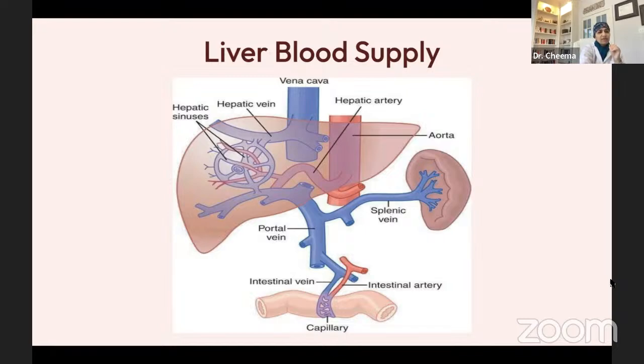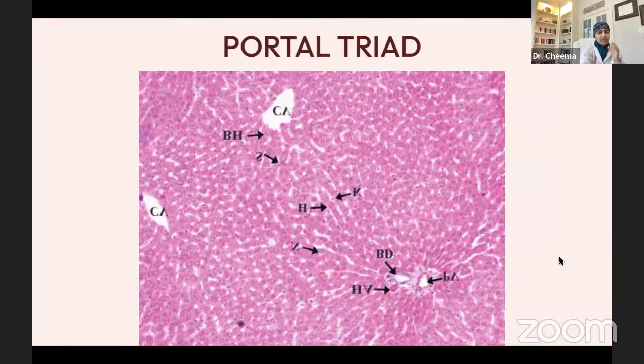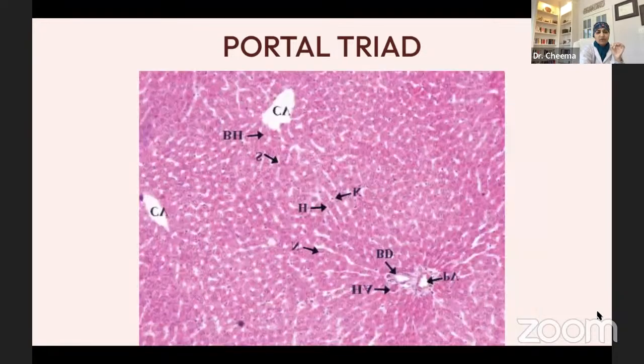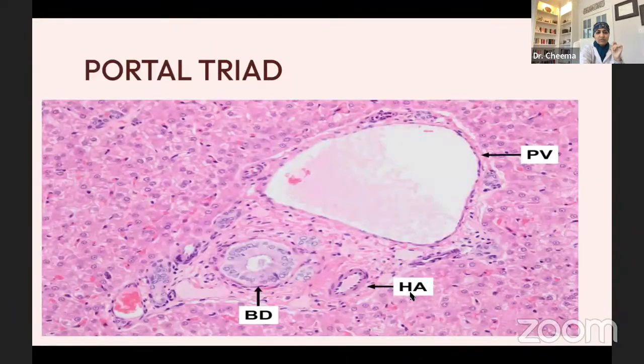So let's go over briefly the histology of the liver. Under histology, as you can see in the previous diagram, can you please go back? Yeah, over here you can see the portal triad, and all 3 tubes you can see here. Now I want to go over the microscopic view of the portal triad. Next diagram, yeah, you can see over here the portal vein, hepatic artery, and the bile duct under the microscopic view. Next diagram, please. So you can see over here the portal vein, bile duct, and the hepatic artery.